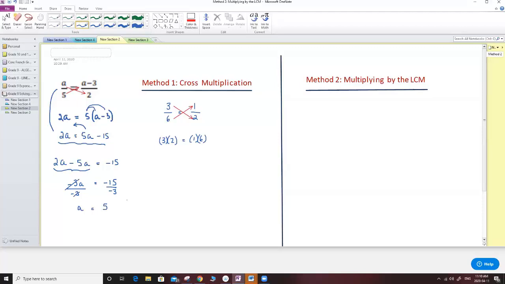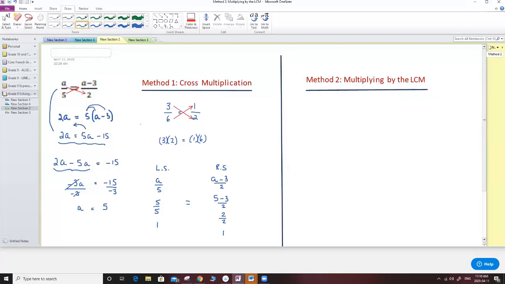I can check the left side and the right side. If I substitute a by 5, it will give me a true equation. Let's check. Left side: a over 5 becomes 5 over 5, that means 1. Let's check the right side: (a minus 3) over 2 means (5 minus 3) over 2, that means 2 over 2, that means 1. So the left side equals the right side, and my work is 100% correct.